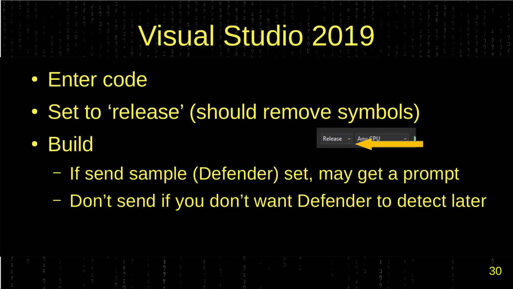Go ahead and enter the code. Choose release instead of debug. That should strip out any symbols and help obfuscate the DLL just a little bit better. Choose build. If you feel like it, let Defender get a sample. I would avoid that if you're trying to use it much later though.